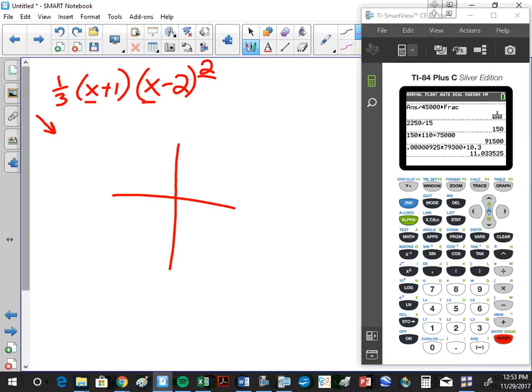I know it hits at positive 2 and at 1, but I also know something else. What happens at negative... Oh, oops. I got that backwards. So it should be -1. That was bad. Should be -1 and positive 2. But what happens at positive 2? It bounces. So this point is a bounce.